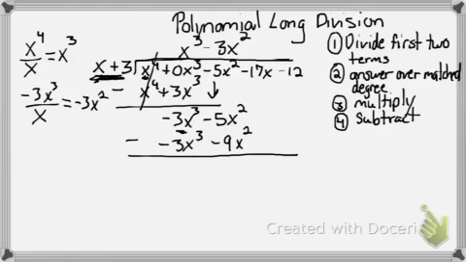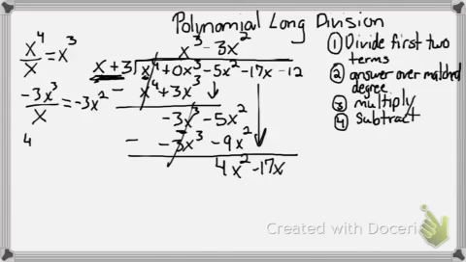and then negative 3x cubed minus negative 3x cubed, that double negative makes it positive, so they cancel. Negative 5x squared minus negative 9x squared, double negative makes it positive, so you're really adding, which gives me 4x squared. Bring down my negative 17x, and do the steps over again.